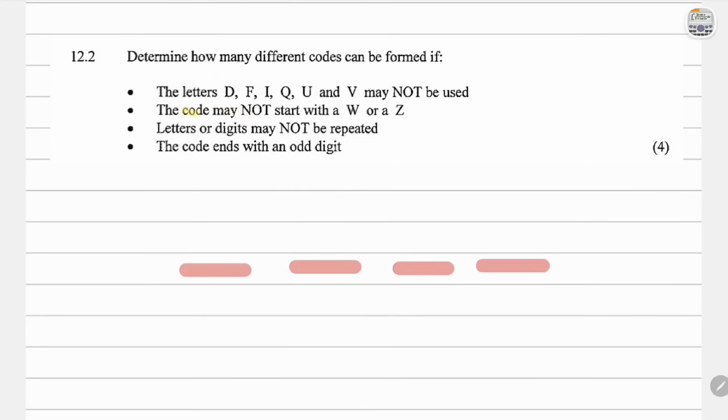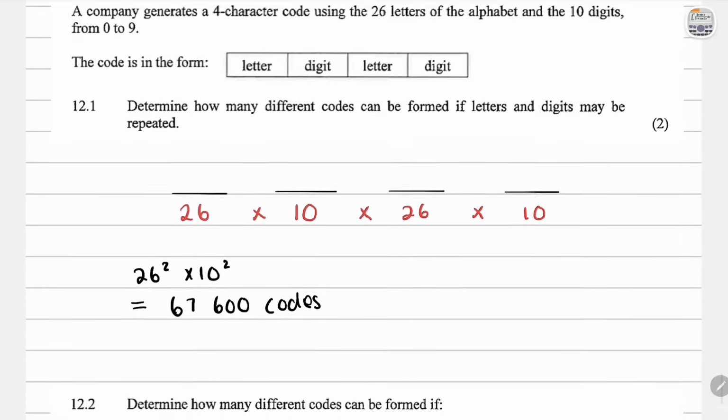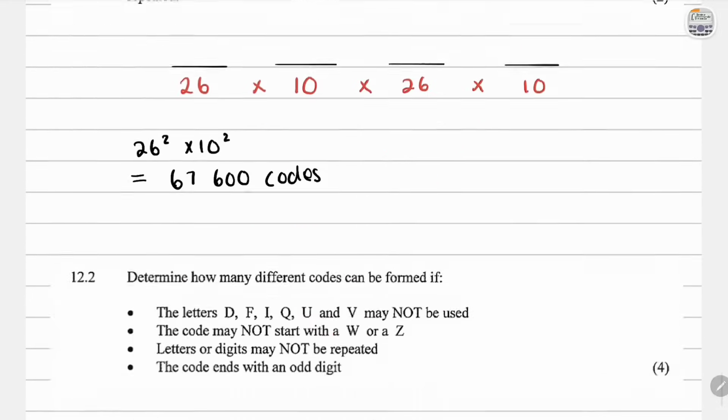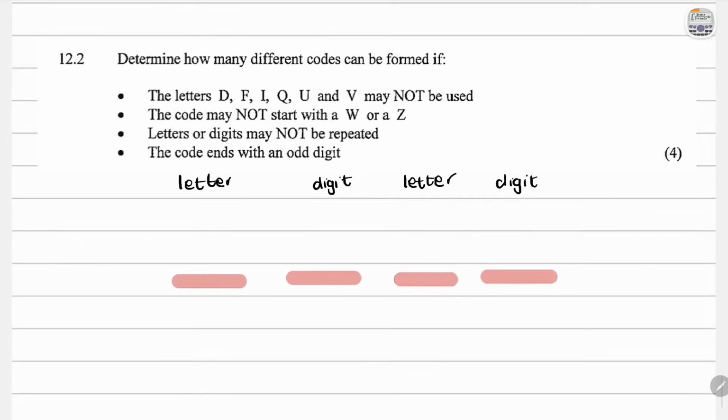Like here, where they say that the code may not start with W or Z. Okay, because it's a letter restriction, we can actually just speak about that. Remember that we have letters first, then digits, and then letters, and then digits. Now that we have this down, let's look at this.